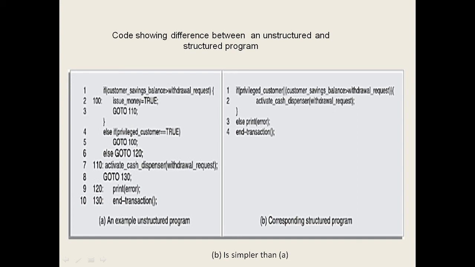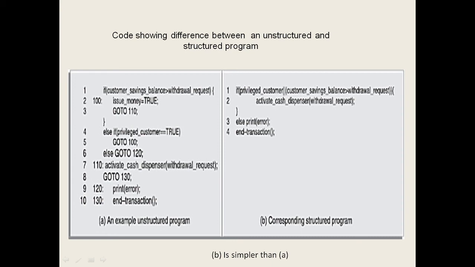So this is a completely unstructured program because it contains many go to statements, and it has more paths compared with the structured program. The same logic, the same program, can be written with other specific coding. See the next figure B, if privileged customer or customer savings balance greater than withdrawal request. Here also we are checking for the same thing as in the first part. But the A example is more complicated compared with the B.